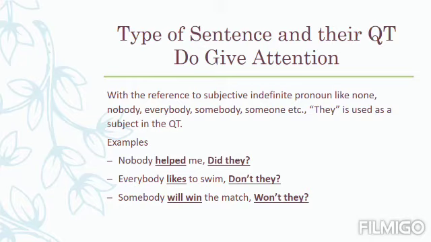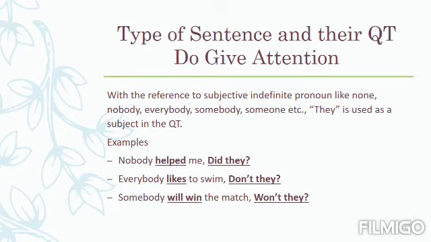Nobody helped me. This is the sentence from simple past tense. So we can use the supportive verb did. The statement is negative, so it will become positive in the question tag. At the place of nobody, we will put the subject they. Thus, the question tag will become did they. Look at one more example.